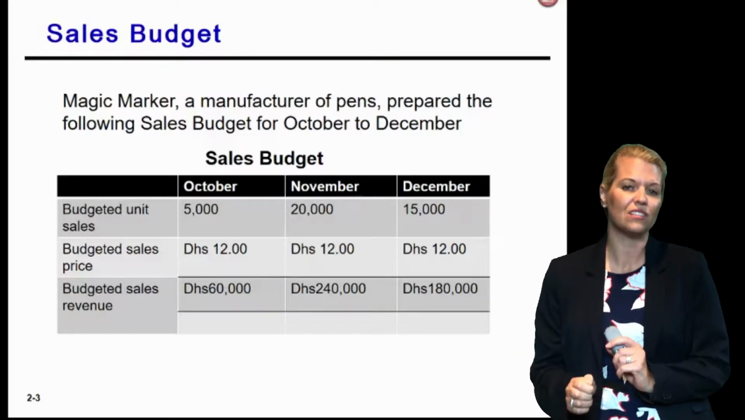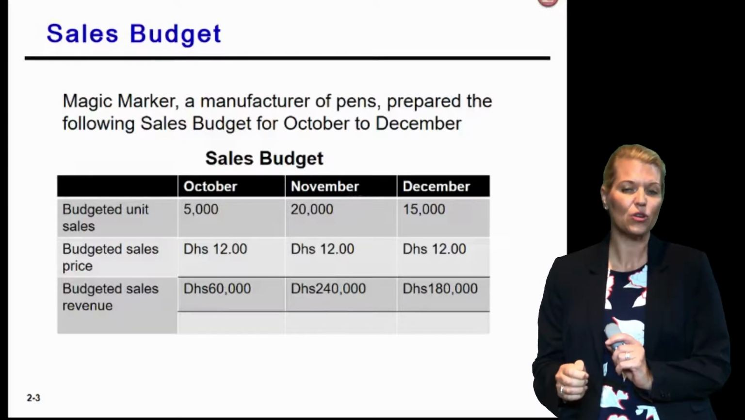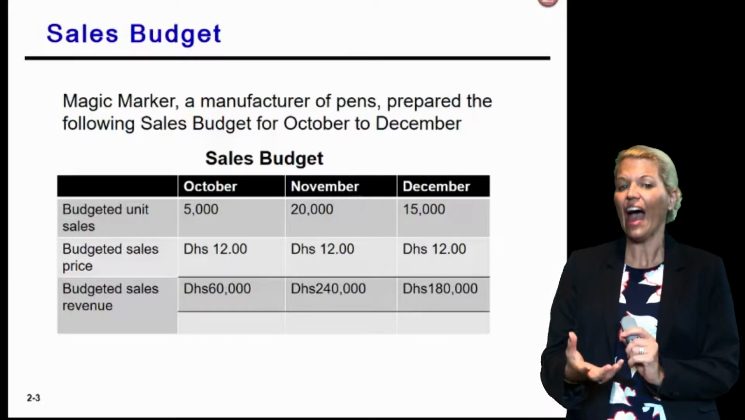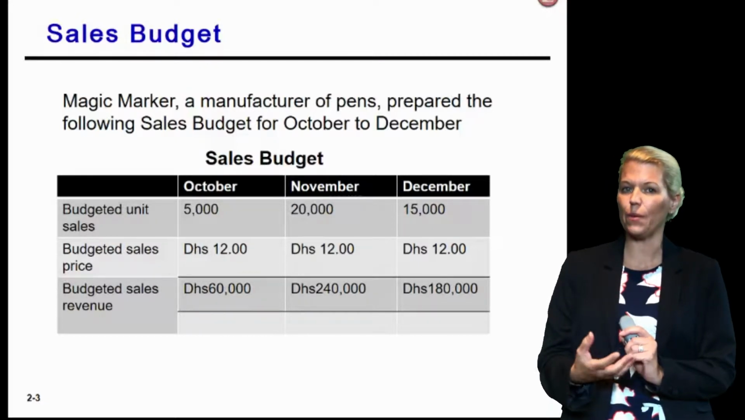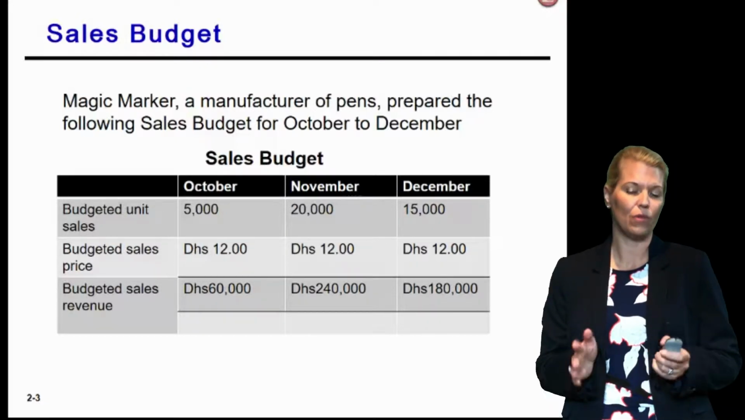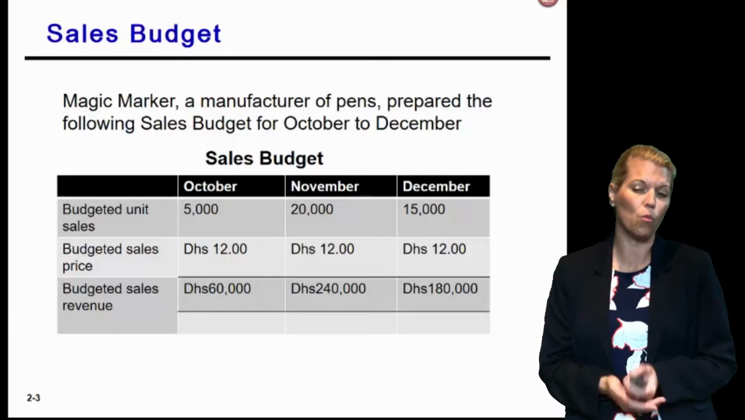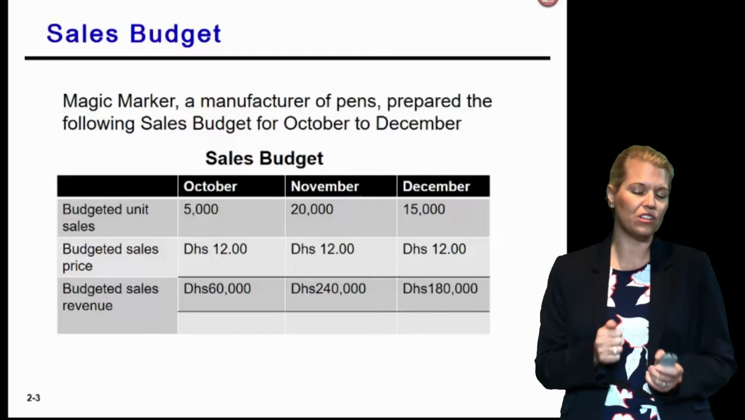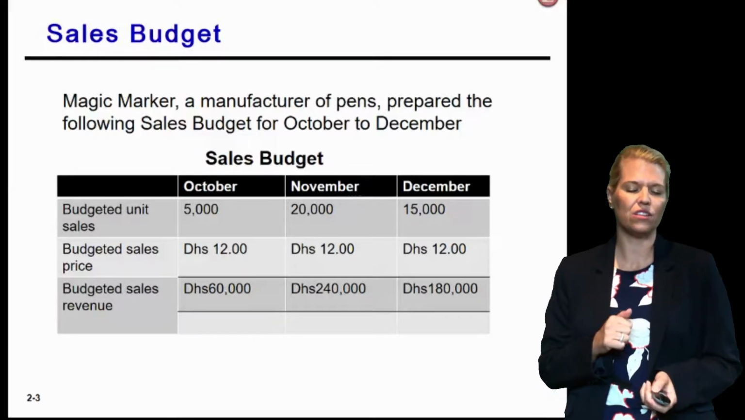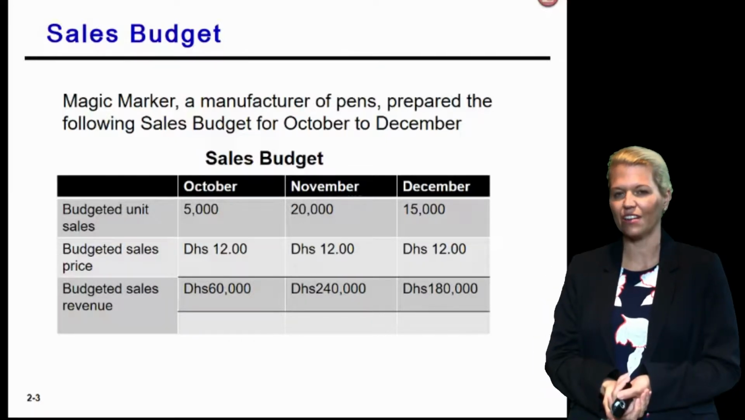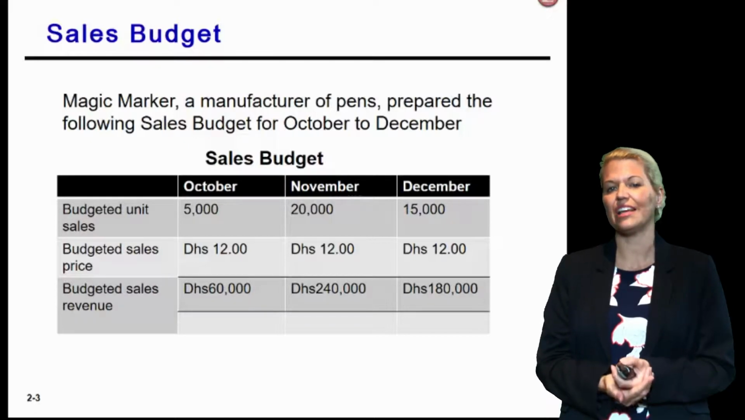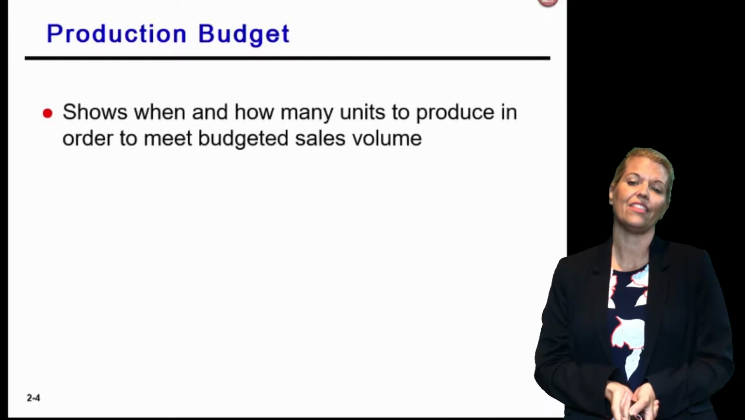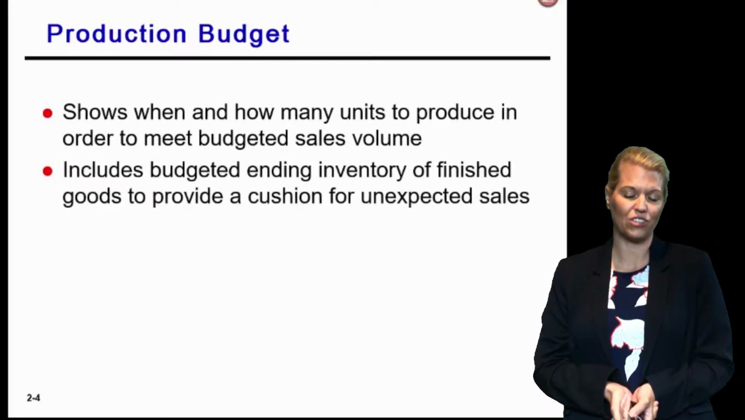It's an estimate, and it may change, but we are going to work on this so that we can see how many units or how many pens should our company, Magic Marker, produce or make so that we can sell 5,000 units in October, 20,000 in November, and 15,000 in December. So this takes us to our next budget, which flows from our sales budget, and that is our production budget.